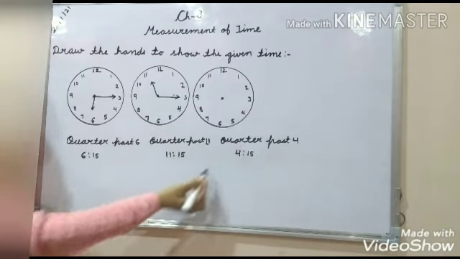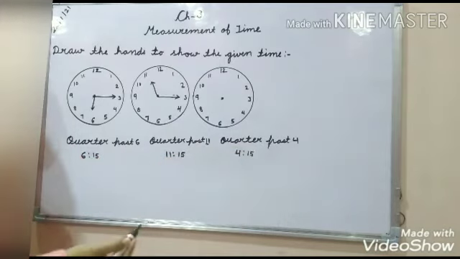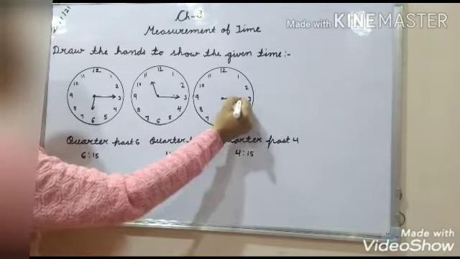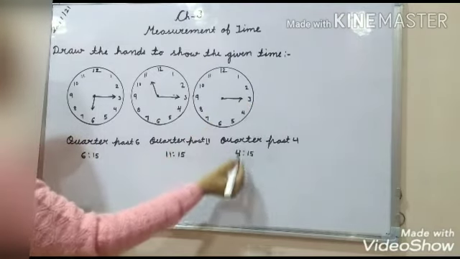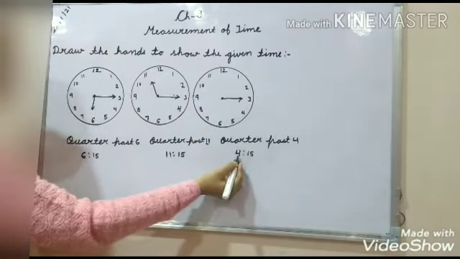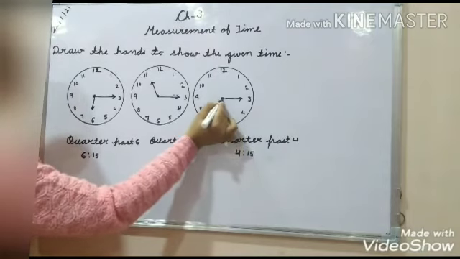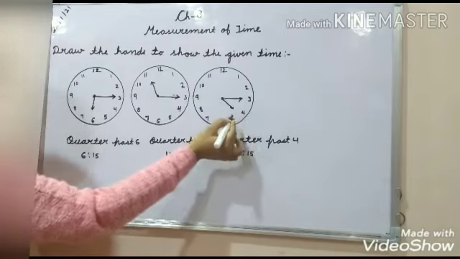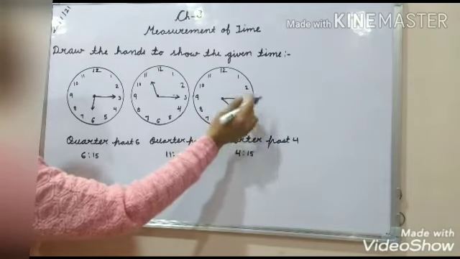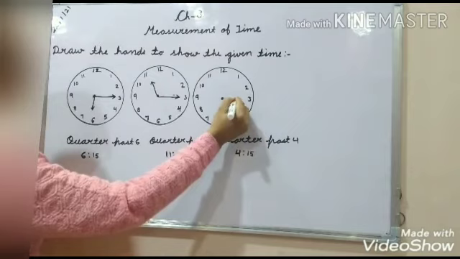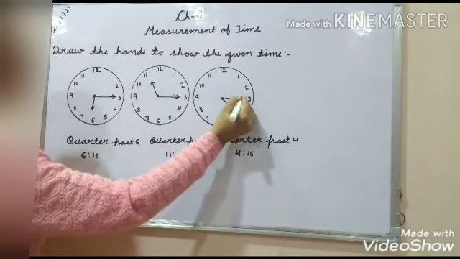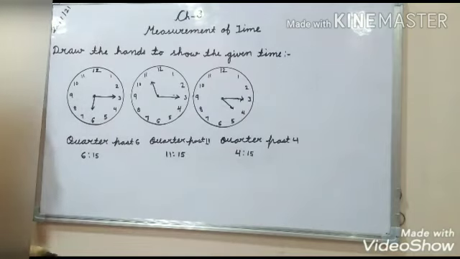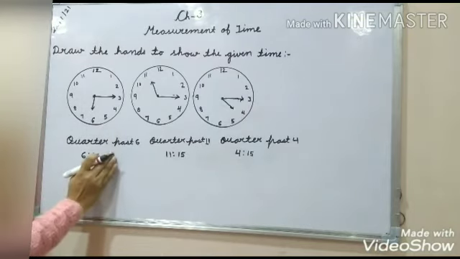For this clock, quarter past 4. So what will you do here? You will draw the longer hand at 3 and the shorter hand, where will it be? It will be just after 4. A little bit after 4. Okay. Here just after 4. So now the clock is showing the time, that is quarter past 4, or 4:15. Okay. In this way you have to draw the hands to show quarter past.